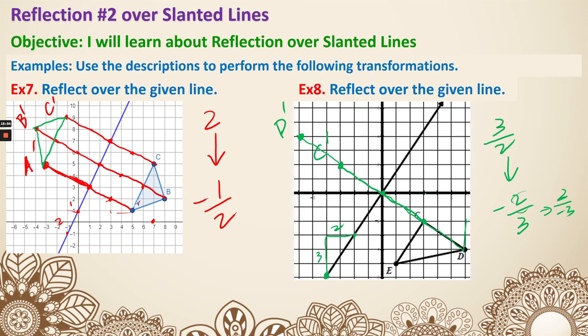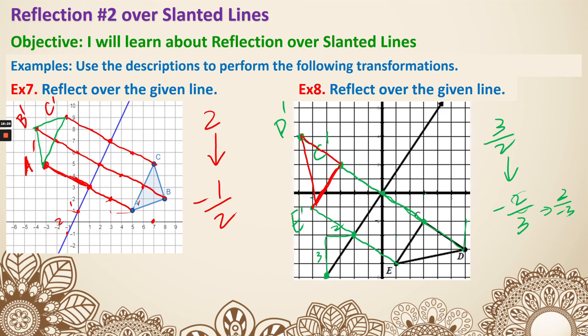That's my D prime. For E, up 2 over 3. There we go. Connect, up 2 over 3. There is my E prime. Lastly, connect everything. C prime to E prime, C prime to D prime, and D prime to E prime. There's my new shape. And that concludes everything for the second lesson of reflection, which is reflection over slanted lines.